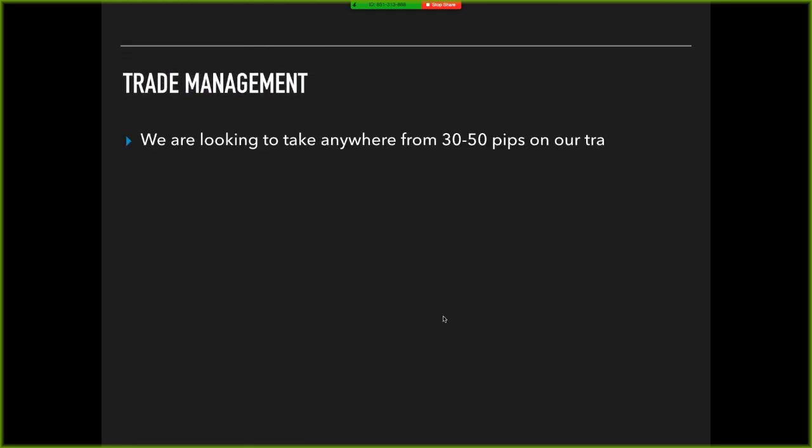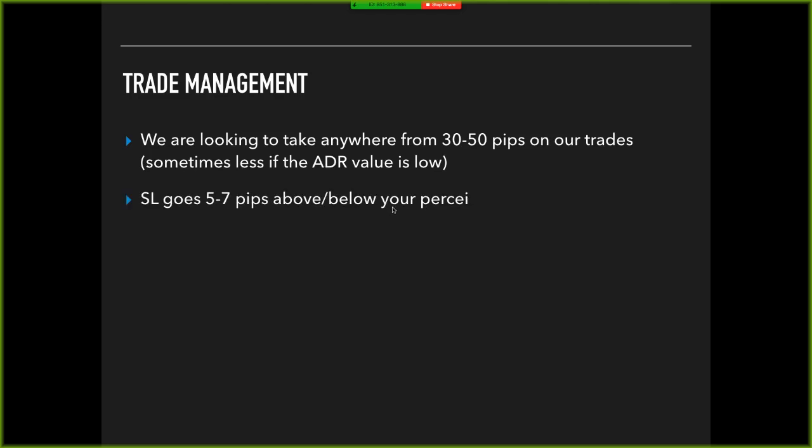Okay, and trade management. What we're looking to do with these trades is take anywhere from 30 to 50 pips, sometimes less if the ADR value is low. If you're looking at a pair like UF, UJ, AU, NU, stuff like that, the ADR is like 50 or 60 on those pairs. You're not looking to take 30 or 50 pips on that, because you're basically catching the whole move, and it's very rare that you're going to catch the whole move. So taking 20, 25 pips out of those pairs is a great trade. It's good enough. That's what I would target for a low ADR value pair.